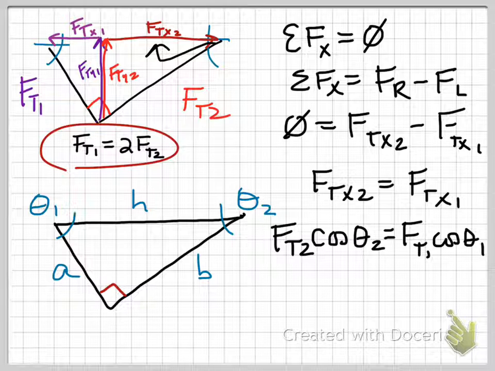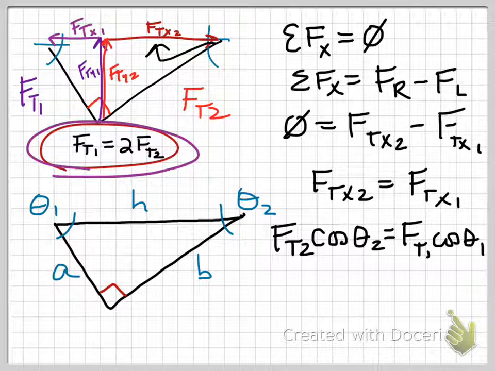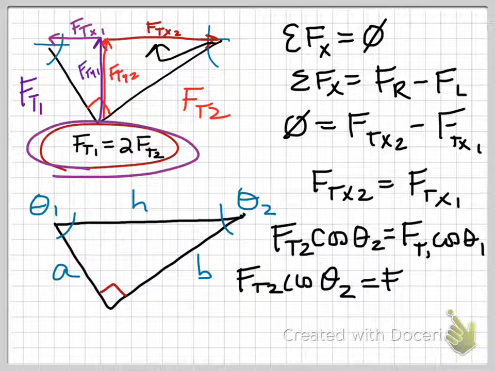Okay. Well, let's look at the relationships we've got that we can use. So we have this FT1 equals 2 times FT2. So we're going to go ahead and make a substitution. And we end up with FT2 cosine theta 2 equals 2 FT2 cosine theta 1. And you know what? We're going to skip that whole 90 minus business because there's a more streamlined way to do that.